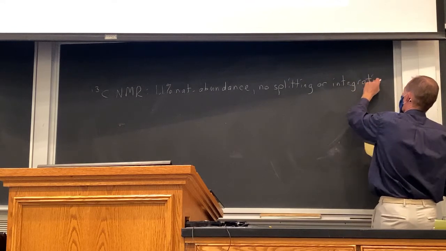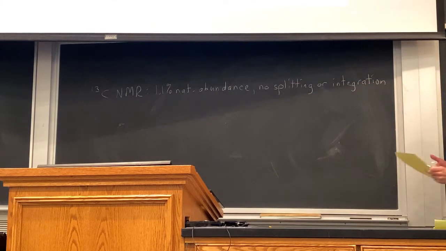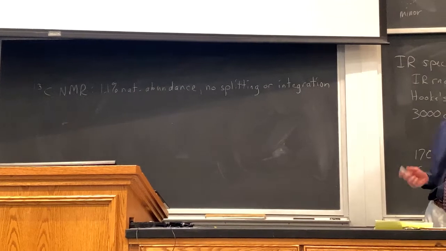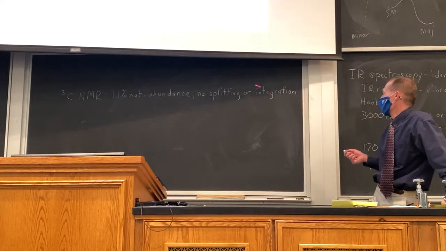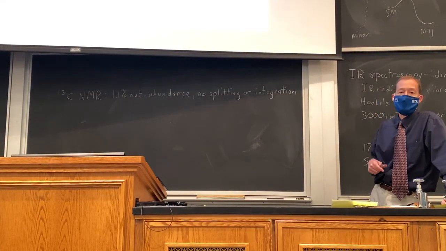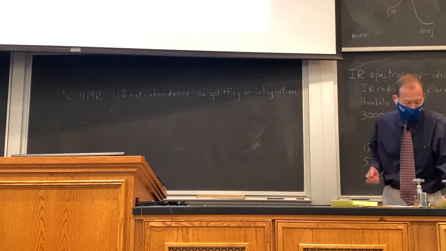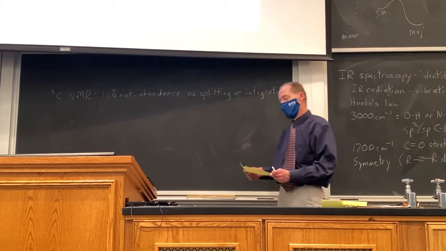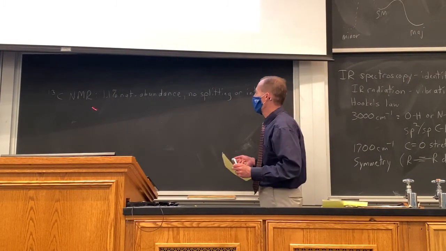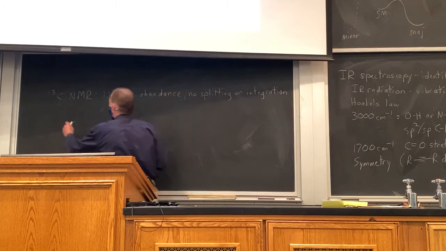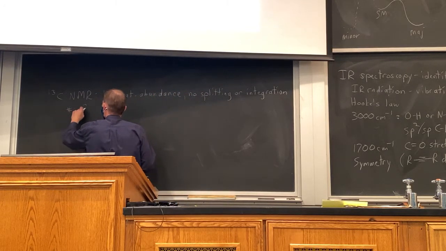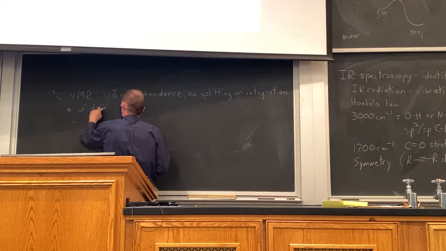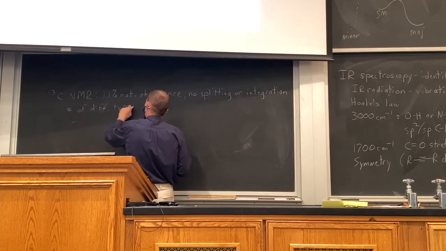It is possible under some circumstances to obtain splitting information from the hydrogens attached to that carbon, but in most cases, there's no splitting. We just see singlets. There's no integration because the intensities of the peaks do not correspond to the number of carbons represented by those peaks. And then we told you the most important use of C13 is determining the number of different types of carbons.